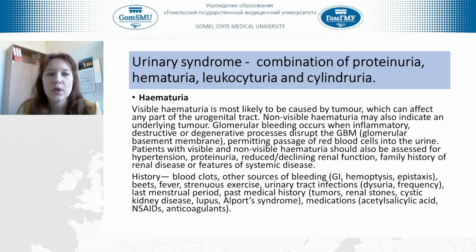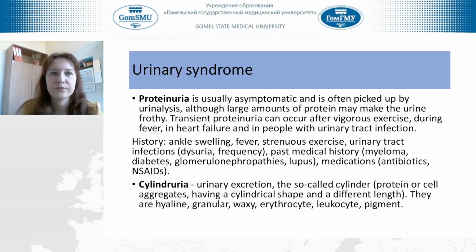In the history, we can see blood clots, other sources of bleeding, GI, hepatitis, fever, strenuous exercise, urinary tract infections such as dysuria and frequency, last menstrual period, past medical history. The causes can be tumors, renal stones, cysts, kidney disease, lupus, Alport syndrome, medications such as acetylsalicylic acid, NSAIDs or anticoagulants.